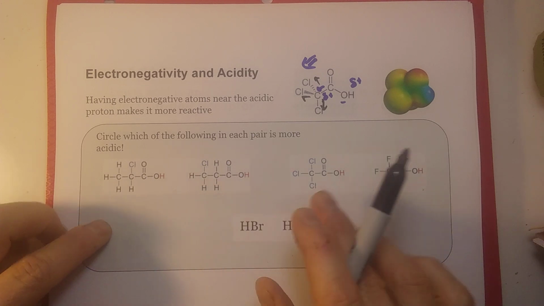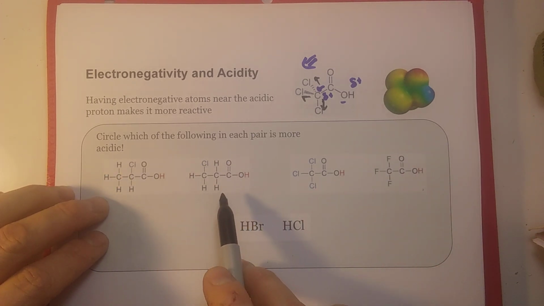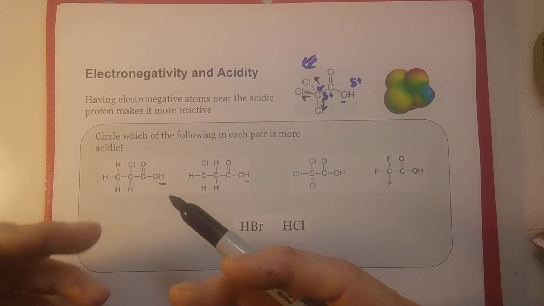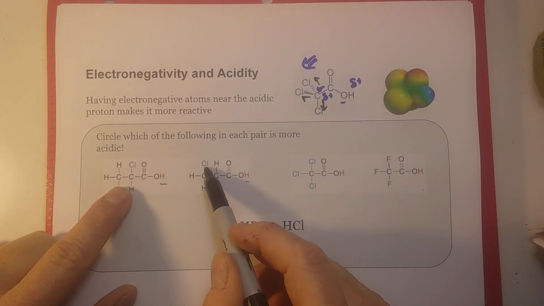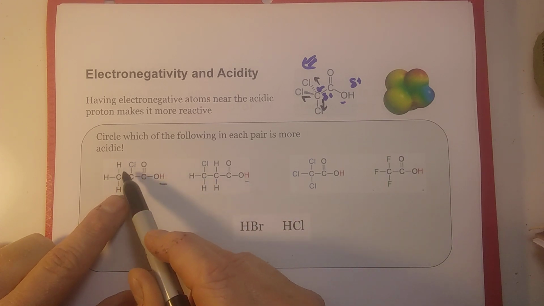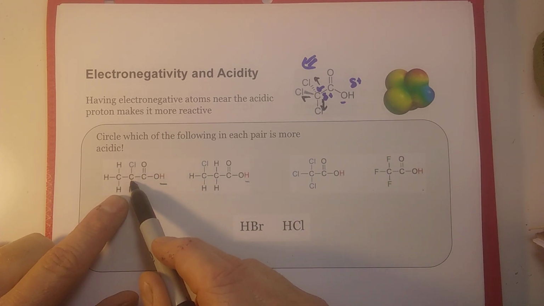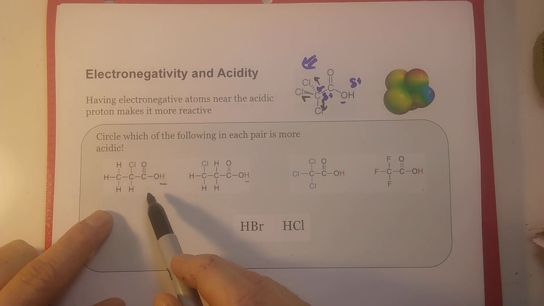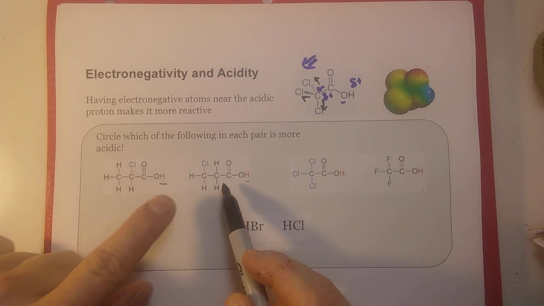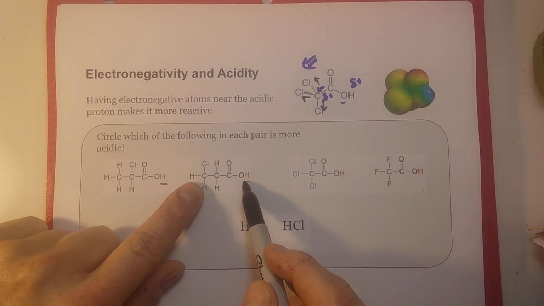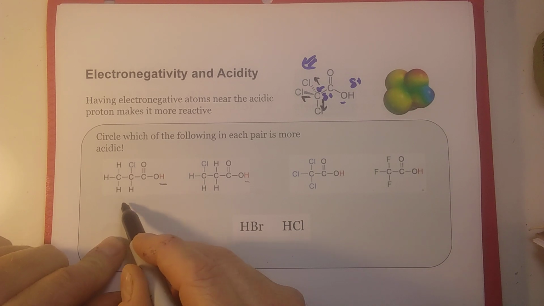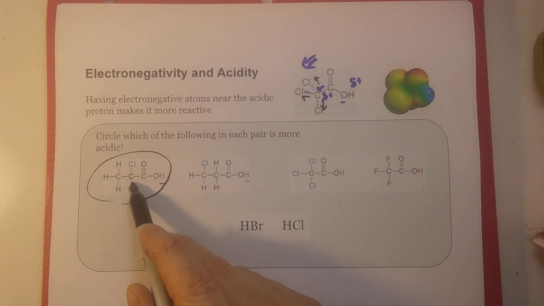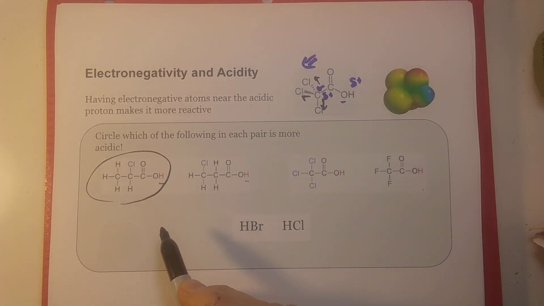It says circle which of the following in each pair is more acidic. So we're looking at this proton as being what's given up, the acidic proton. But what effect would these chlorines have on the acidity of these protons? Well, we notice this chlorine's right off of this carbon connected to the carbon-oxygen double bond. So it's closer in proximity than this chlorine to this oxygen-hydrogen bond. So we would say this is probably the more acidic because the chlorine is closer to the group that's going to be acidic.